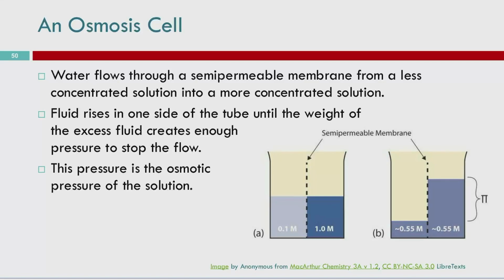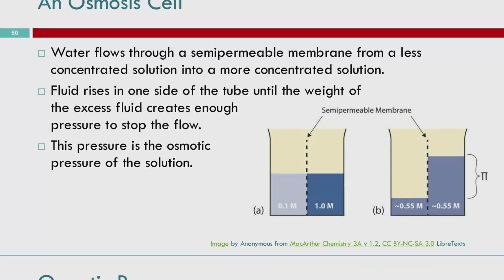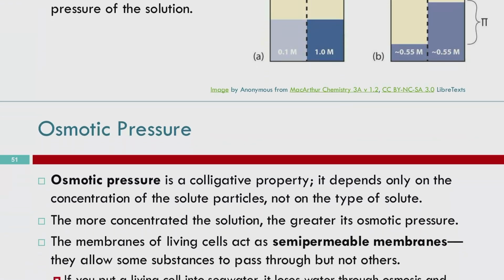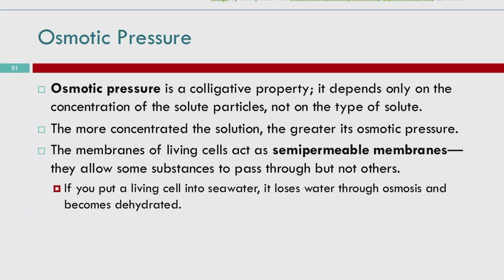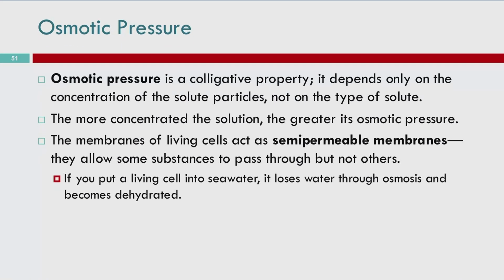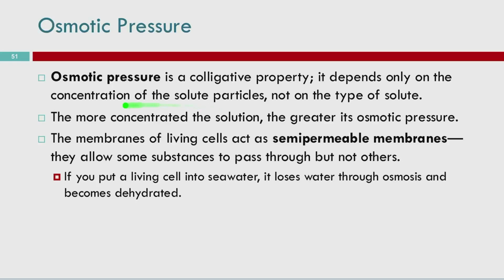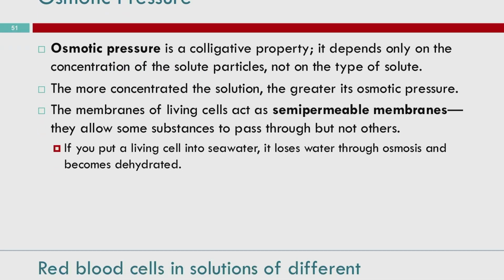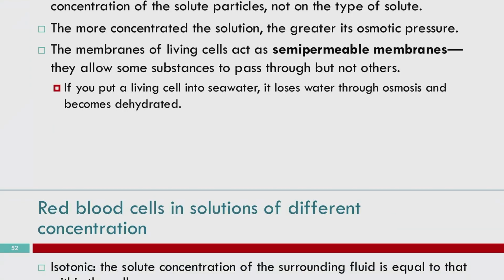Reverse osmosis is the opposite of this process. So they take something that's concentrated, some water that's got stuff in it, and they just push on it really hard and force it through a semi-permeable membrane that only water can go through. And now you've got pure drinking water. That's how reverse osmosis works. Osmotic pressure is also a colligative property. It depends only on the concentration. We don't really do calculations with osmotic pressure.